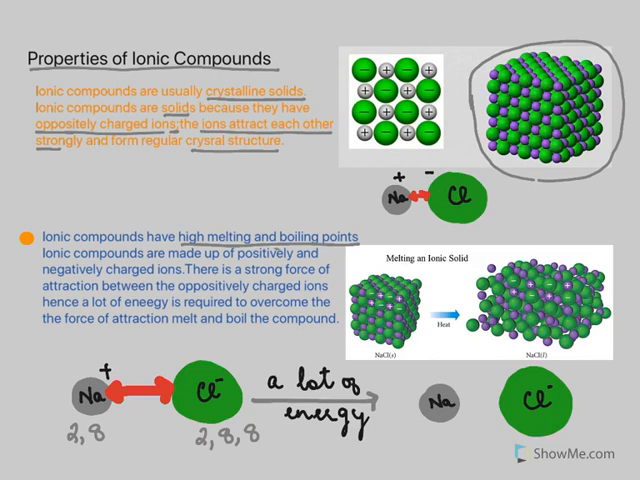Now it is in a liquid state, so there may be a slight attraction between the sodium ion and the chloride ion. So let's read this now. Ionic compounds are made up of positively and negatively charged ions. There is a strong force of attraction between the oppositely charged ions. Hence, a lot of energy is required to overcome this force of attraction. So ionic compounds have a high melting and boiling point.